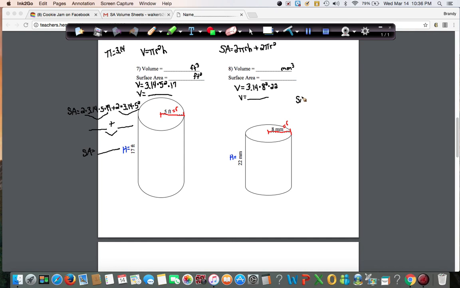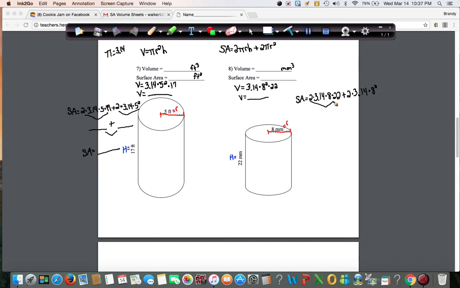Surface area, I'll do that over here. Surface area is our circumference, 2 times pi times radius, which is 8. So that's the circumference, and then we have to know how tall it is. So we got to multiply it by the height, so times 22. And then add the area of your two bases. So 2 bases, so I have 2. And then the area is pi times, and our radius squared is 8 squared.